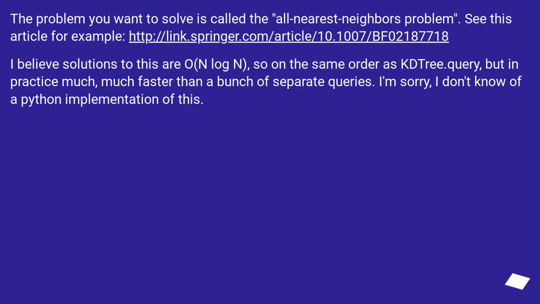The problem you want to solve is called the all nearest neighbors problem. See this article for example. I believe solutions to this are O(n log n), so on the same order as ktree.query, but in practice much faster than a bunch of separate queries. I'm sorry, I don't know of a Python implementation of this.